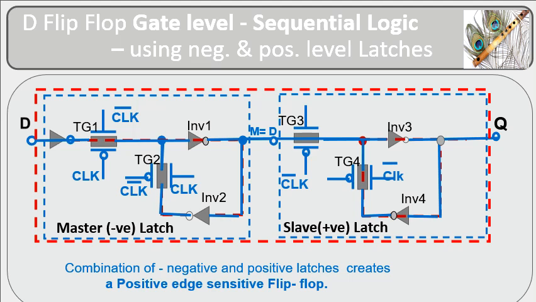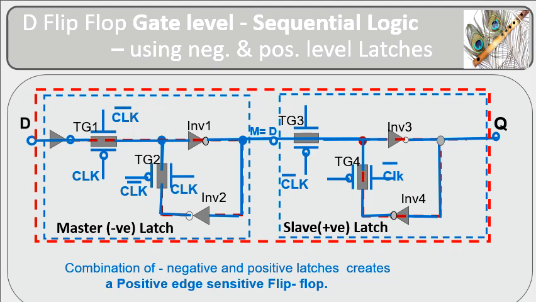This ensures faithful transfer of the input data D to the output Q. The period for which the data should appear and be stable at the input terminal before the clock edge is known as setup time, and after the clock edge is known as hold time. The sum of the setup and hold time periods combined is known as the timing window of the D flip-flop. This ensures correct capture and transfer of the input data by the flip-flop.